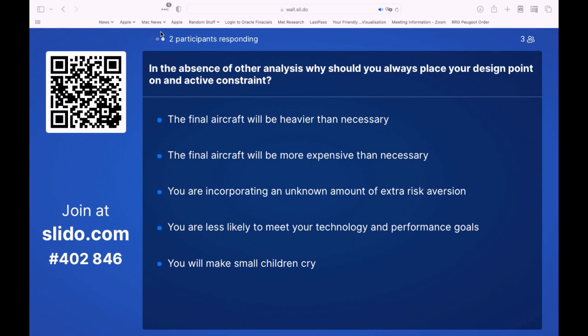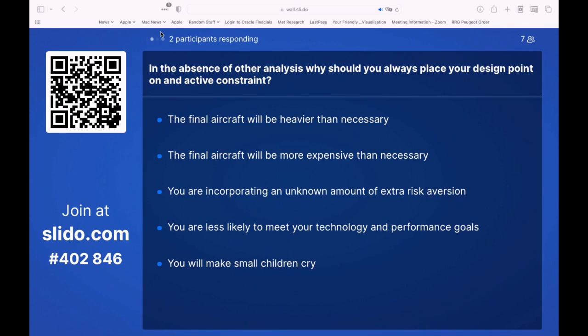Okay, first question. In the absence of other analysis, hint, hint, this is one of those things that you will get knocked on. Why should you always place your design point on an active constraint? What we mean by active constraint is that's a constraint that defines the border between the available design space and the unavailable design space, i.e. those thrust weights and wing loadings that do not meet the constraints you put in. They can't take off in the allowable distance. They can't cruise at initial cruise altitude. They have a ceiling that's too low. They can't turn. They can't do whatever it happens to be.